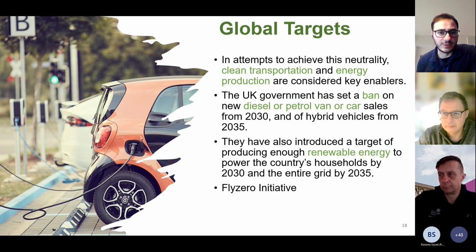So in order to reach those global targets and achieve neutrality, there are specific areas that we have really focused upon. Clean transportation and energy production are considered to be key enablers. The UK government has set a ban on new diesel or petrol cars and vans from 2030 and even hybrid vehicles from 2035. So as I said before, a life cycle assessment is able to support these decisions and quantify the environmental impact of those decisions.